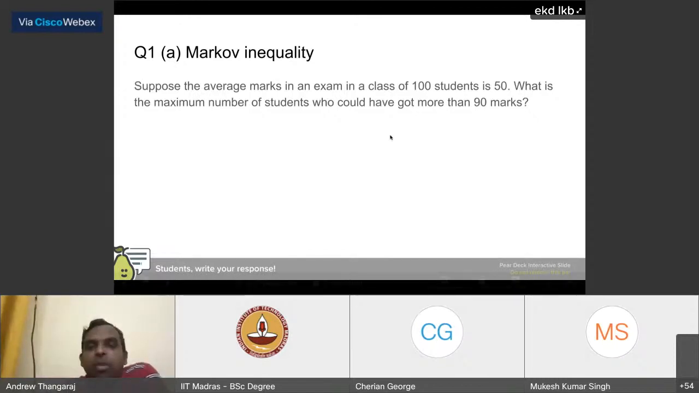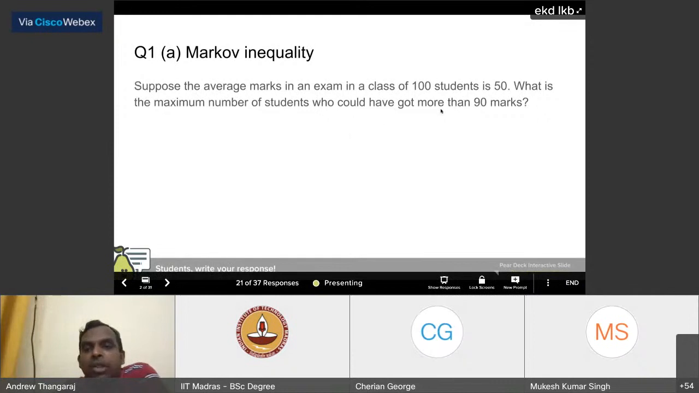So this is sort of the basis for the Markov inequality intuitively, but you can use the inequality more rigorously to get exact numbers. This 55 comes from that. You can just divide 5,000 by 90. Okay, so that's the idea. Hopefully that's clear enough.